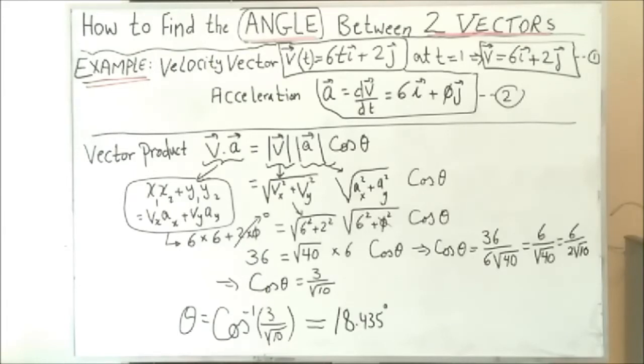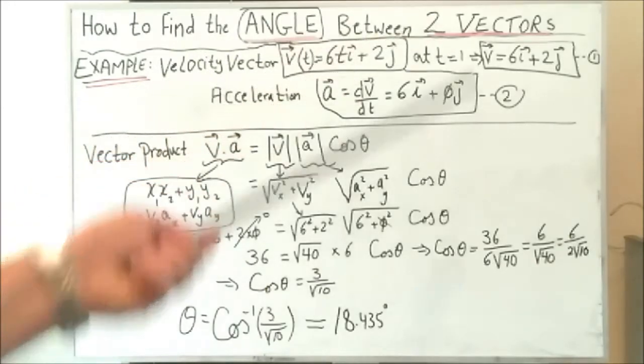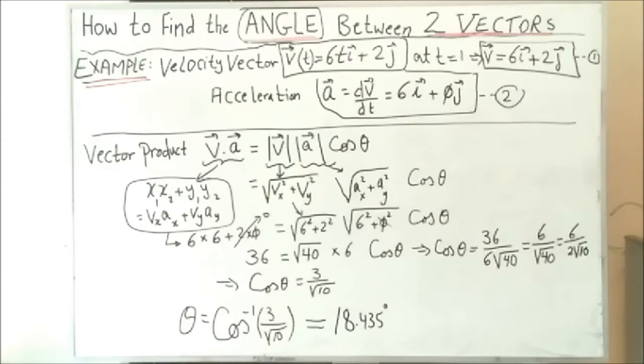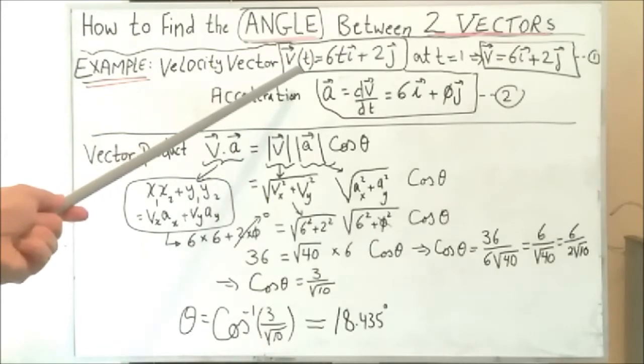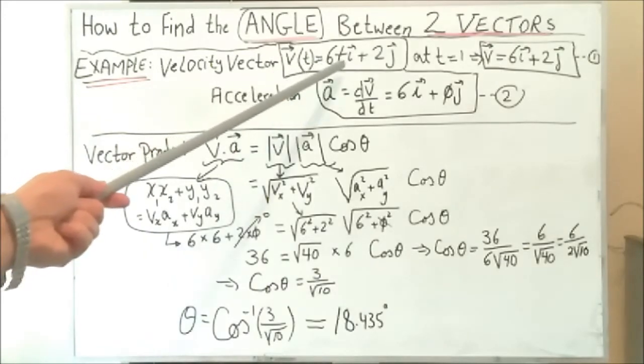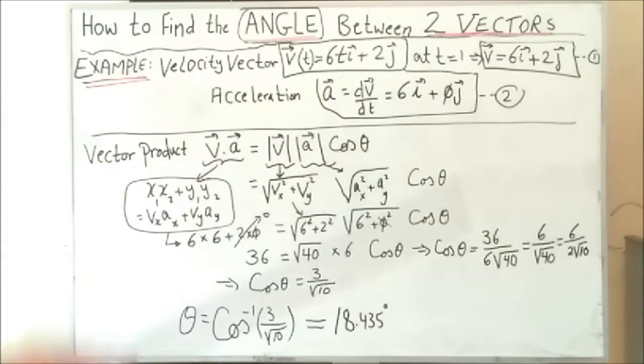Today we're continuing with vectors, but this time we want to find the angle between two vectors. Now let's take this example. We are given a velocity vector v(t) equals 6ti plus 2j. So we are given the velocity vector in terms of t.